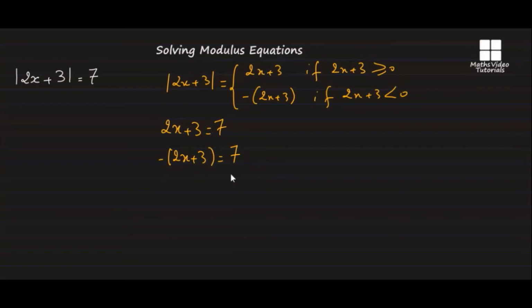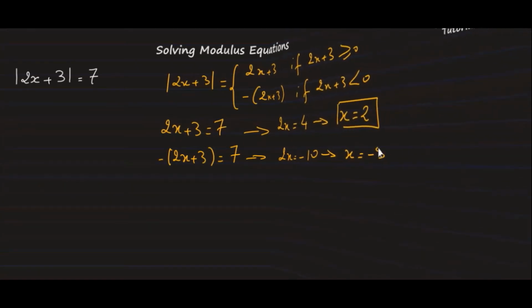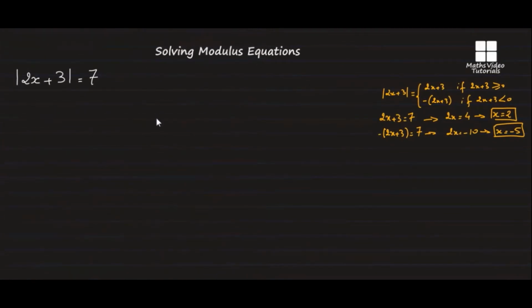equal to 7 also. So this first one here gives me 2x equal 4. You subtract 3 on both sides, and that will give me x equal 2. So that's the first solution. This one here, after removing the bracket, you get 2x equal negative 10, and that will give you an answer x equal negative 5.